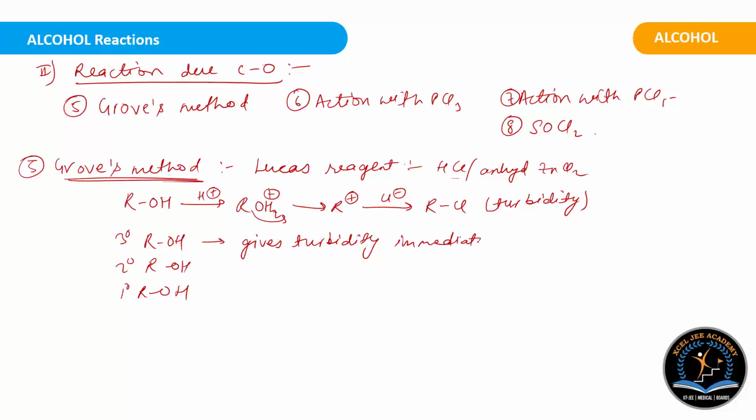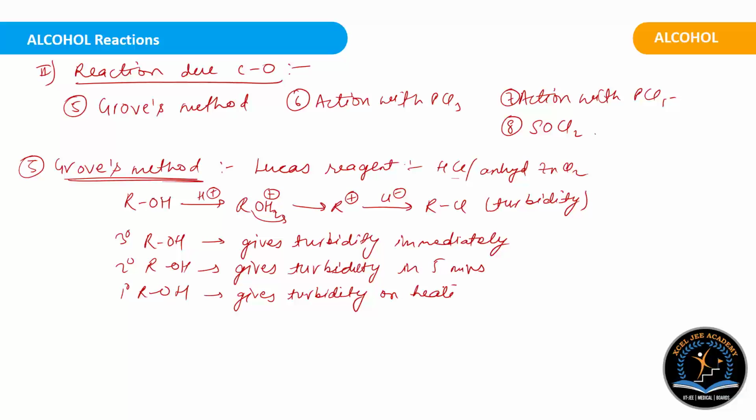The second one, that is 2 degree alcohol, will also give turbidity, but it will be after 5 minutes. And the last one, the 1 degree alcohol, will give turbidity, but this turbidity will be obtained on heating. So this is the Lucas method. Okay. Then the sixth one, that is action with PCl3.